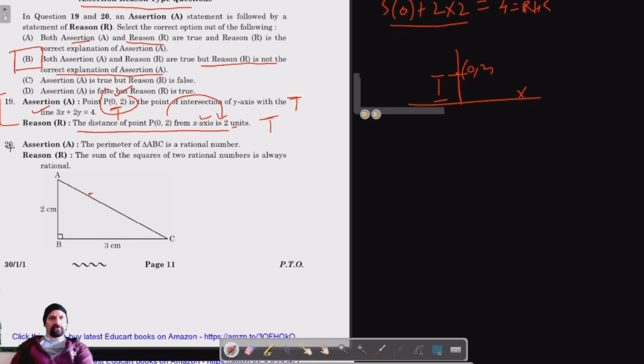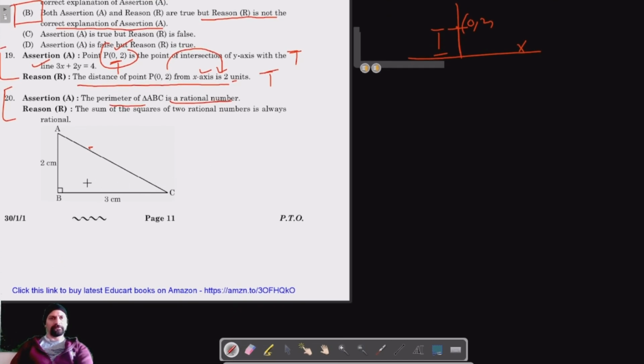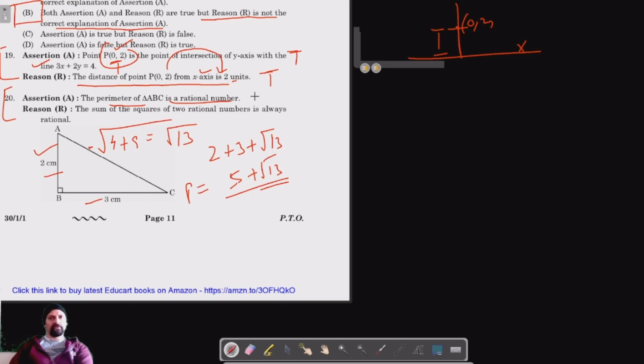Okay, now for question number 20, the perimeter of triangle ABC is a rational number. So let's find out the perimeter. It is a right angle triangle, so the hypotenuse is the square root of the sum of the squares of these two sides, which is root of 4 plus 9, which is root 13. Now the perimeter is 2 plus 3 plus root 13. So 5 plus root 13 is the perimeter, and root 13 is not a rational number. So the statement that the perimeter of triangle ABC is a rational number is false.